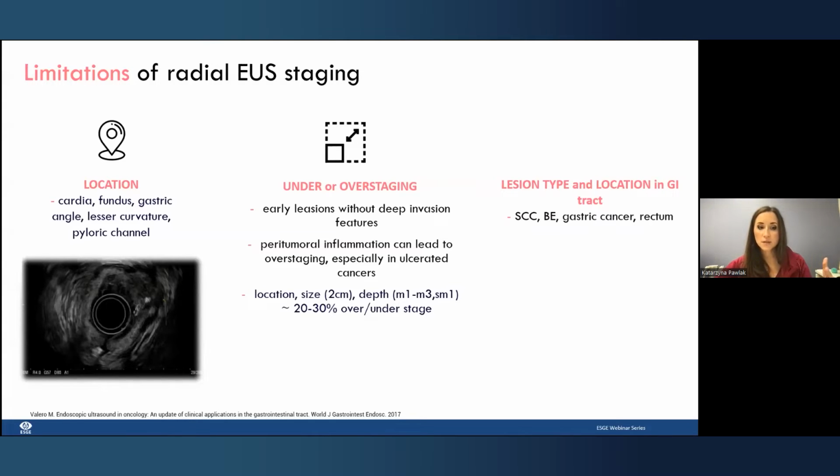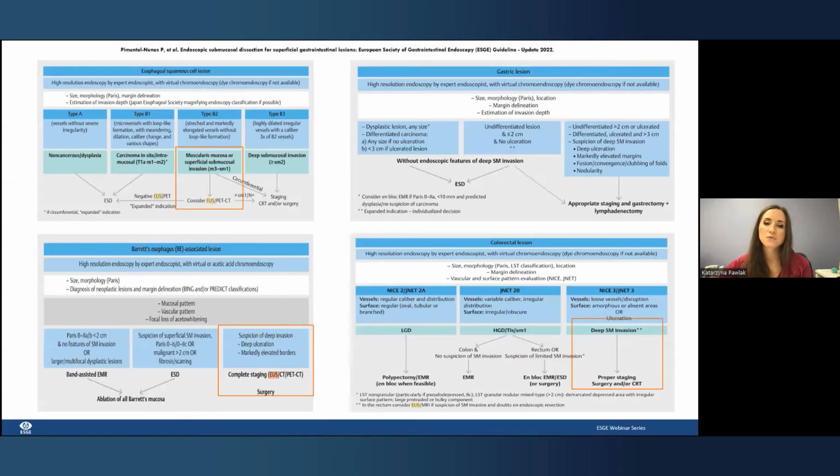And location, as I mentioned before, but also size and, according to ESGE guidelines, depth of the lesion. So infiltration into the GI wall layers can cause around 30% of over or understaging, and lesion type obviously also. So I encourage you to go to the ESGE guidelines to see how it really looks.